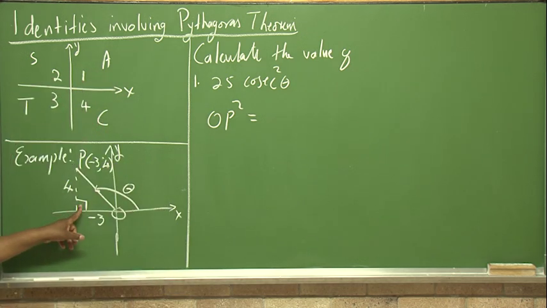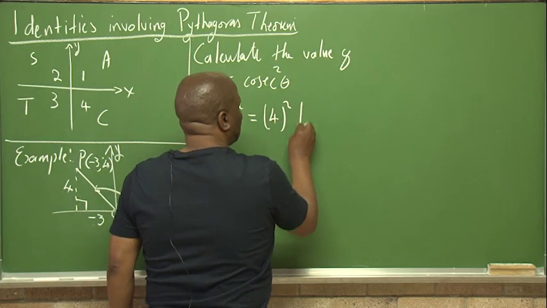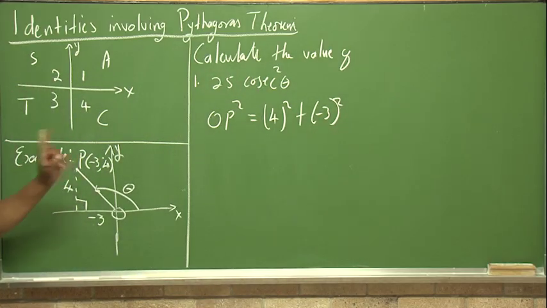The hypotenuse is this side that is opposite to 90 degrees. We have 90 here. A side opposite to 90 degrees is the hypotenuse. So OP squared is basically the hypotenuse. This is equal to the sum of squares. You take 4, you square it. You take -3, you square it. The square on the hypotenuse equals the sum of squares on the other two sides. Now, let's simplify.